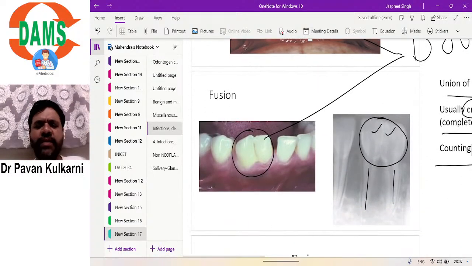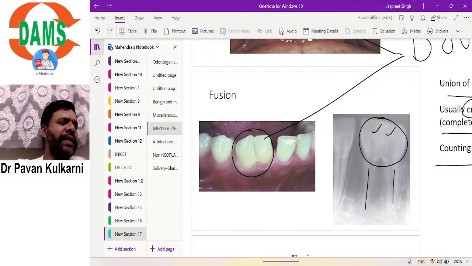Whereas fusion, if you can see this image, fusion is typically another developmental disturbance where you will see that the two tooth buds are fused to each other. Thereby it appears as a double tooth. In the radiograph you can see that there are two crowns which are fused together and there are two separate roots. That is the most common type of fusion that you will encounter. Fusion is nothing but the union of the two tooth germs or tooth buds at the level of dentin.